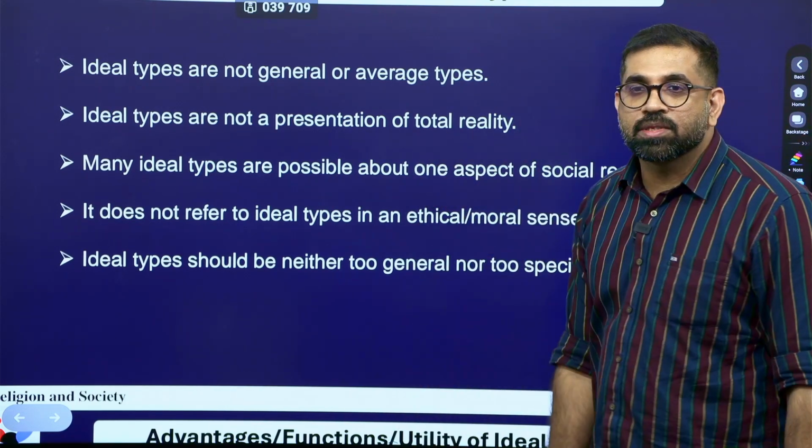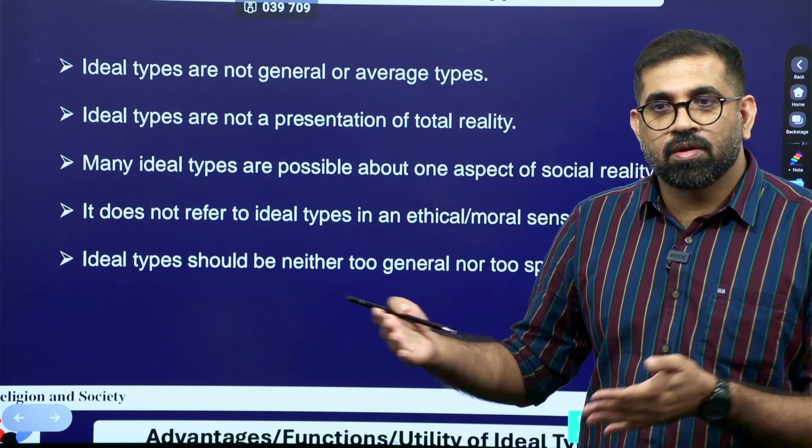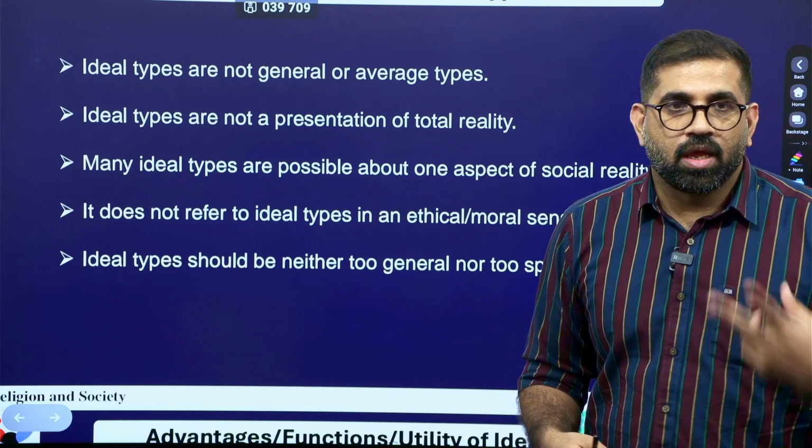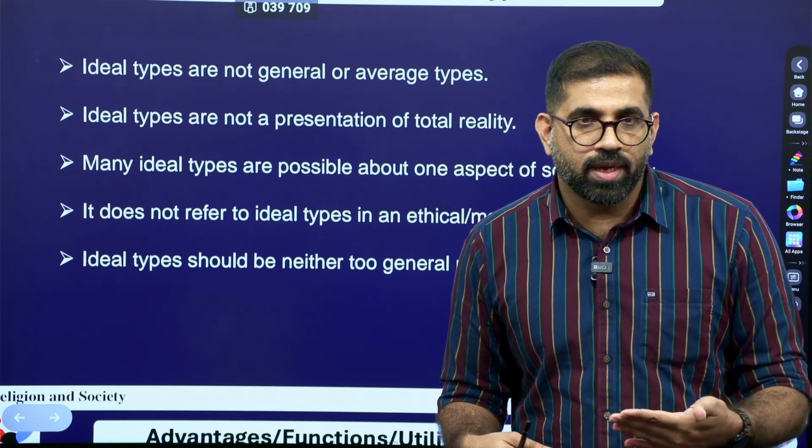Second, it is not the presentation of reality. As I have already mentioned, ideal types need not represent the reality. Like, now remember the case with the classification of social action. I told you, right?